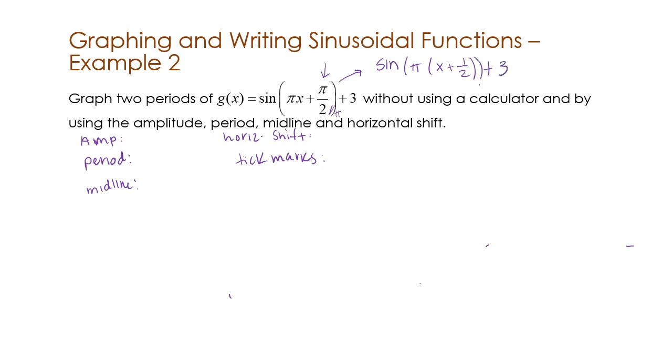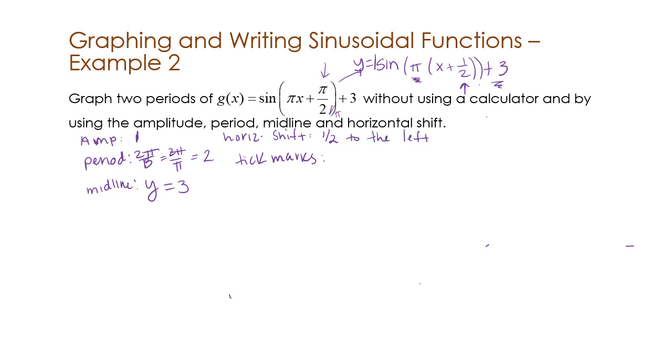And then plus 3. Okay, so let's find our amplitude. You can see here our amplitude is just 1. Our period is 2 pi divided by b, so the b value is just pi. So 2 pi divided by pi, our period is 2. The midline is what we're adding here, so that's y equals 3. Our horizontal shift is going to be 1/2, and we're going to go to the left.